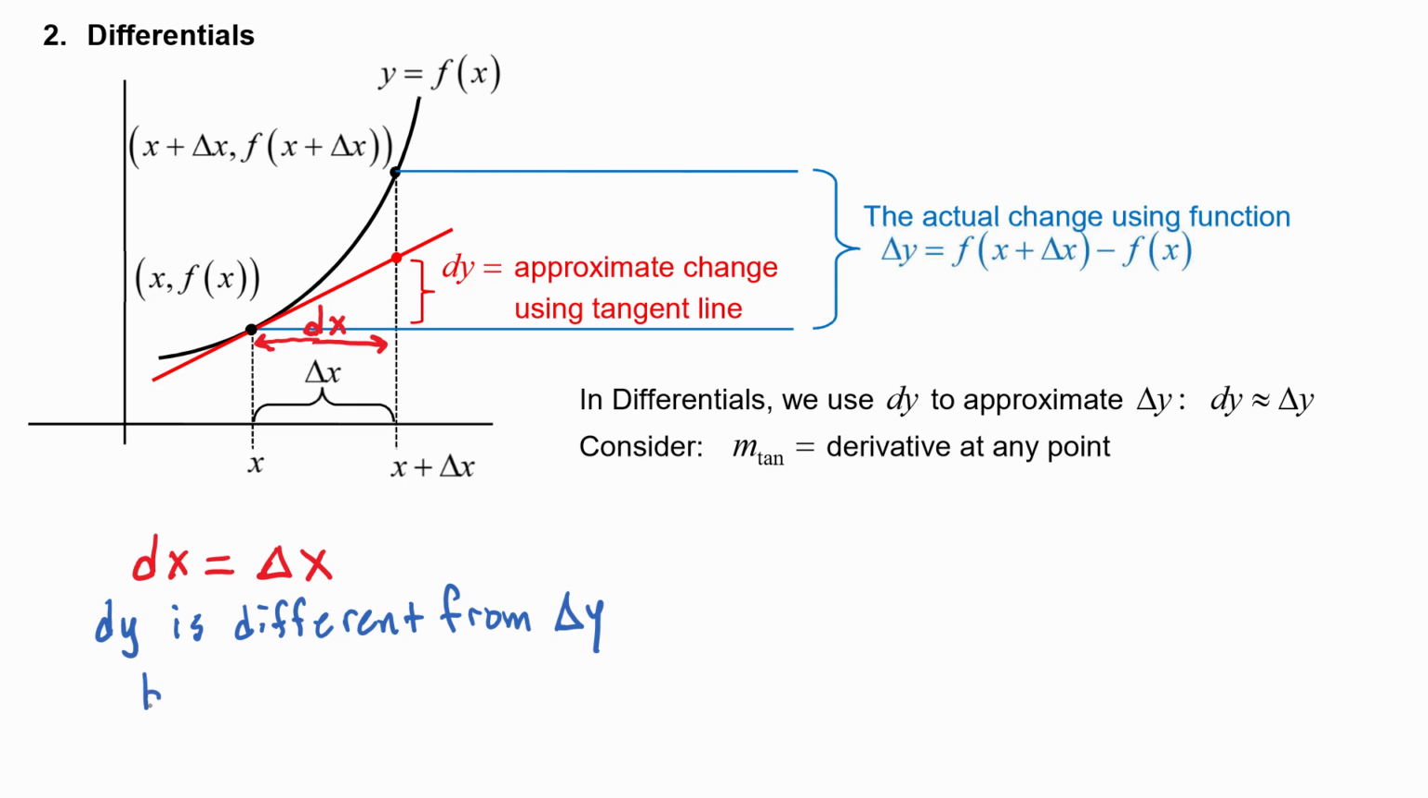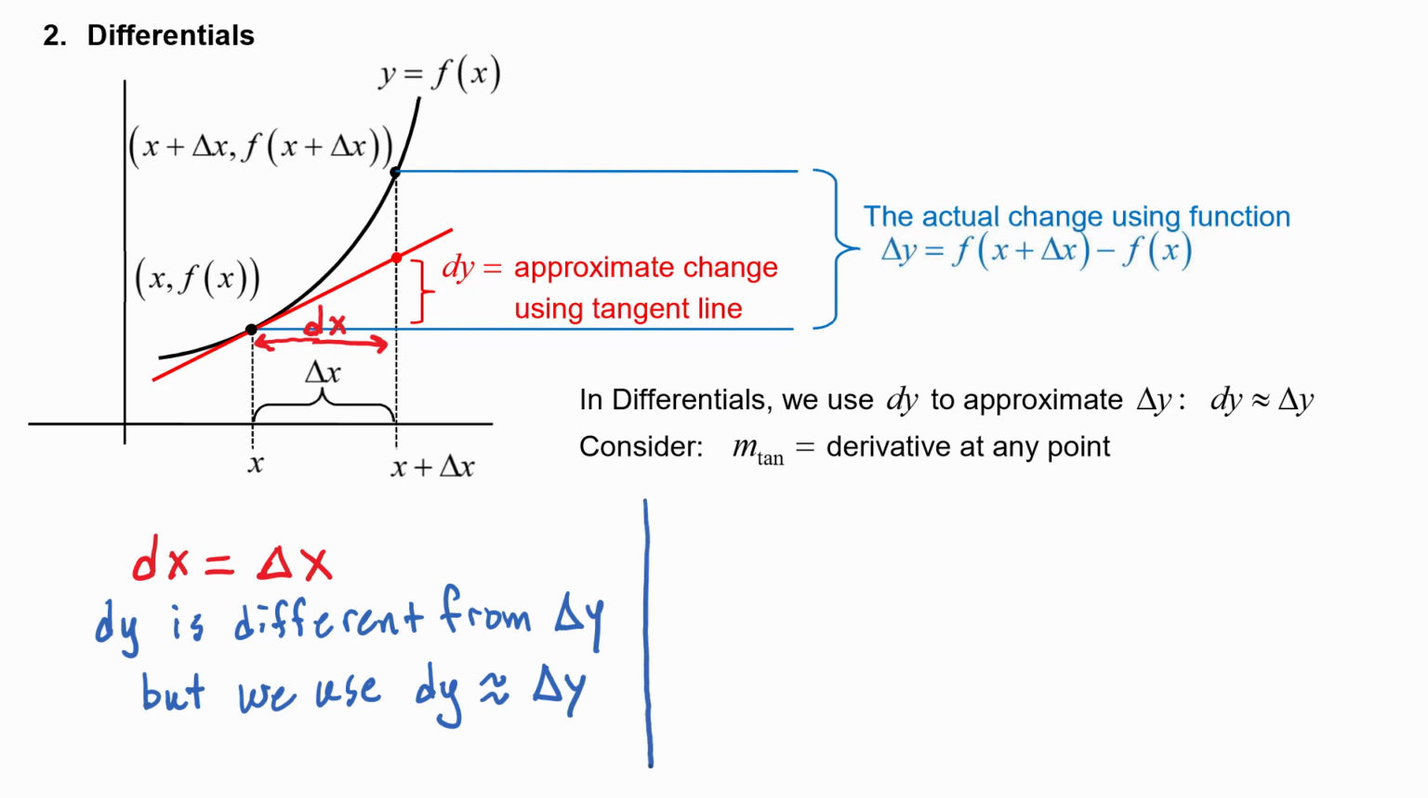But what we do is we use dy to approximate delta y. And this is the concept of differentials. In differentials, we use dy to approximate delta y. And that's what we just wrote, that dy is approximately equal to delta y. And as delta x gets smaller and smaller, the difference between dy and delta y gets smaller and smaller. In other words, the error gets less and less.